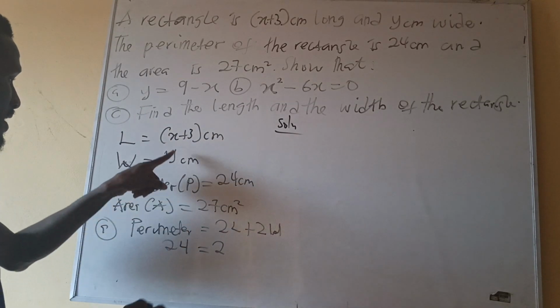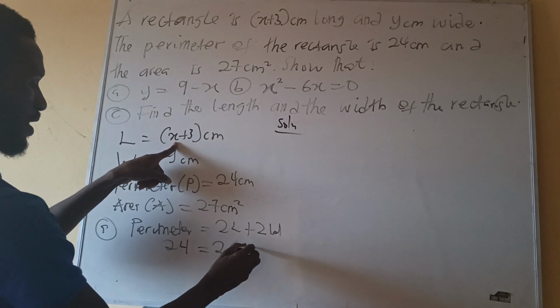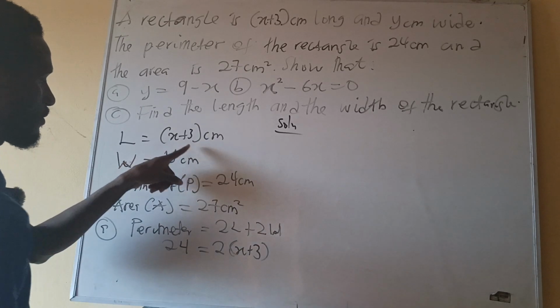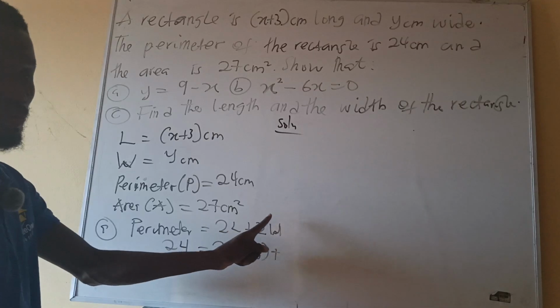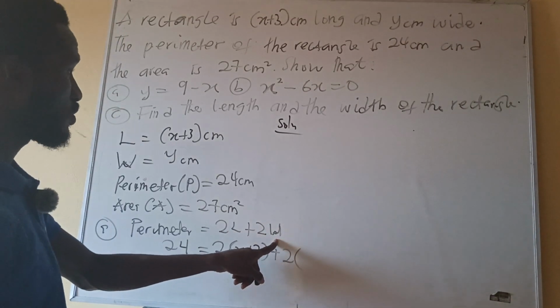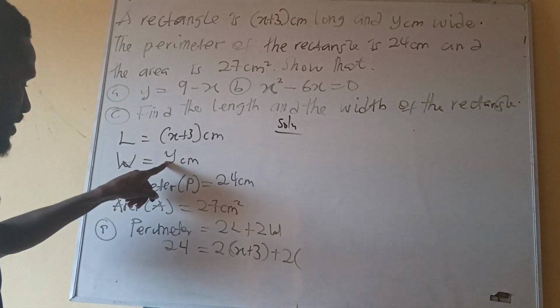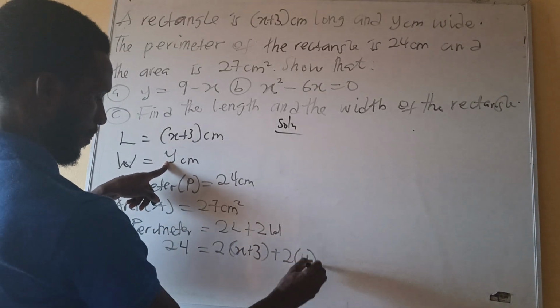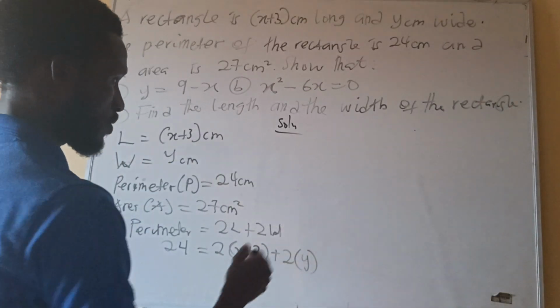Now what is the length? The length is x plus 3, plus 2W. What is the W? The W is the width. The width is y. Now, so what are you going to get here?